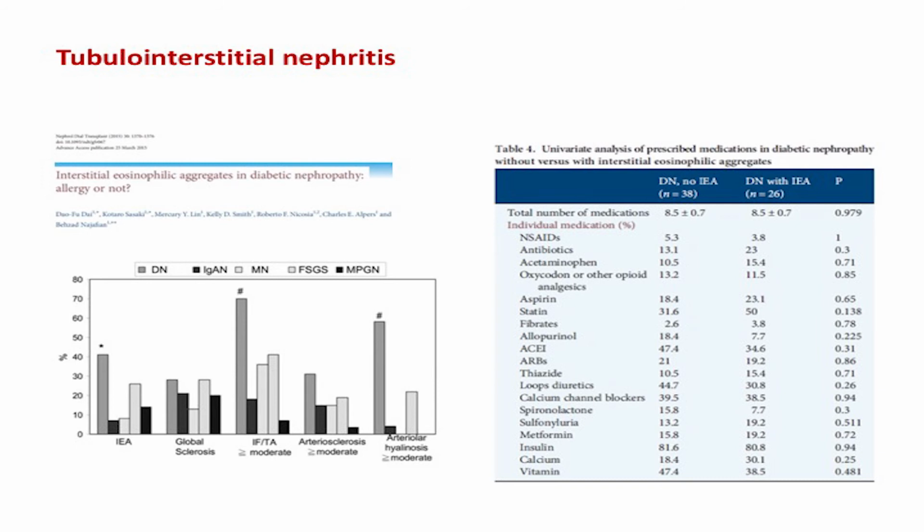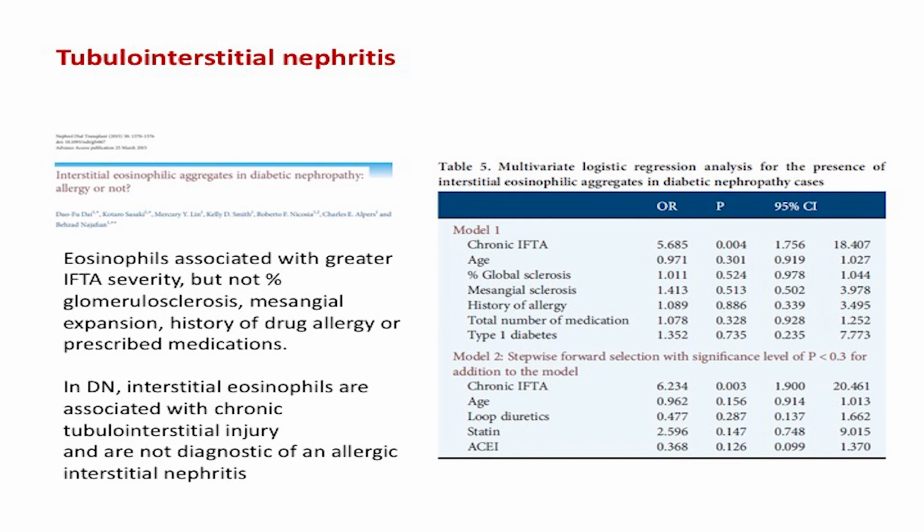And there was no association between drug therapy and an eosinophilic infiltrate. So the conclusion from the authors is that the interstitial eosinophils, which people think are a marker of tubulointerstitial nephritis, are not reliable in diabetes and are just a manifestation of the chronic tubulointerstitial injury.